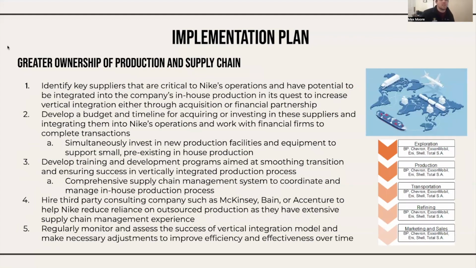And then our second implementation plan, aimed at taking greater ownership of the supply chain, includes, similar to our last implementation plan, understanding which key suppliers are critical in Nike's operations and have the actual potential to be integrated into the company. So this includes understanding from a financial sense if acquiring possible partners is even feasible, as well as, if we decide some sort of equity partnership is the better path, if we can afford that transaction. The second would be then developing a budget and timeline for acquiring or investing in these very suppliers that we identified as good strategic fits.